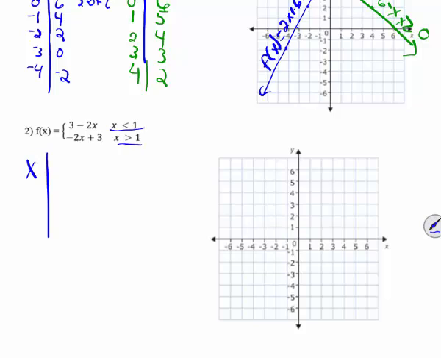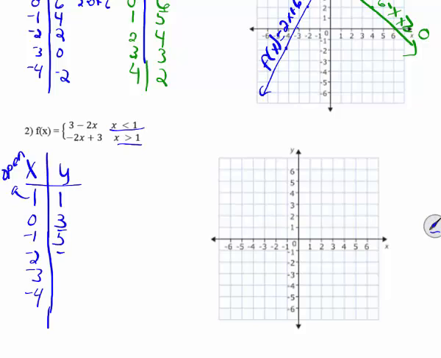All right, so this one, we're going to have x, y. For this one, x has to be less than 1, so I can start at 1, but again, it's going to be open. And then I'm going to have 0, -1, -2, -3, I'll do one more, -4. So 3 minus 2 times 1 is 2, so 3 minus 2 is 1. 3 minus 0 is 3. 3 minus a -2 is really 5. Then this is going to be 7, 9, 11.